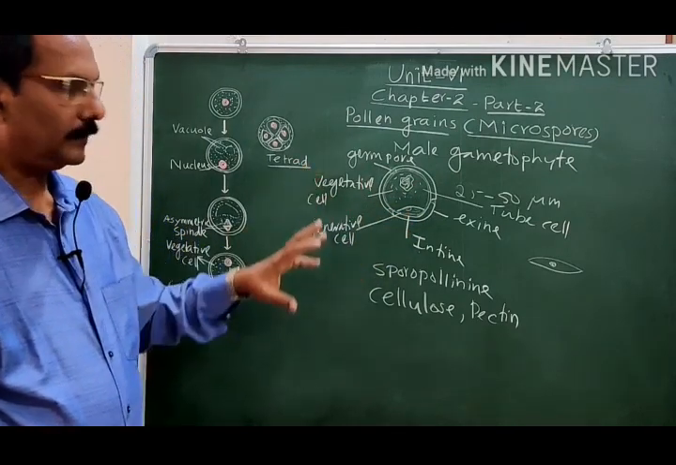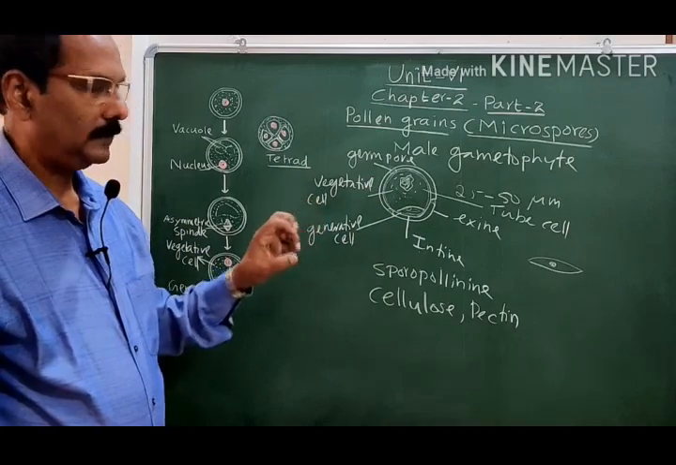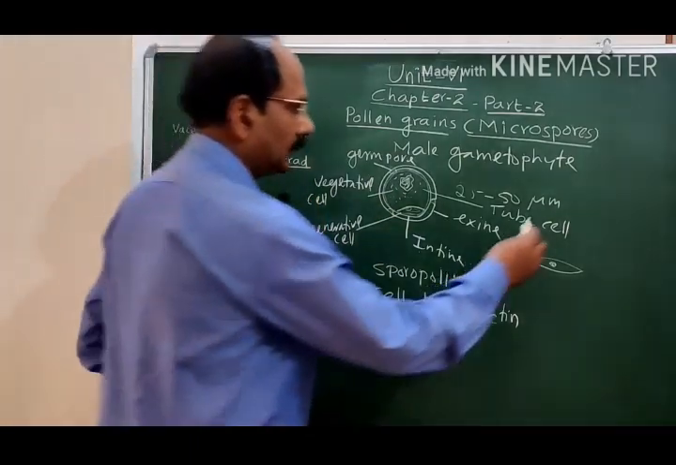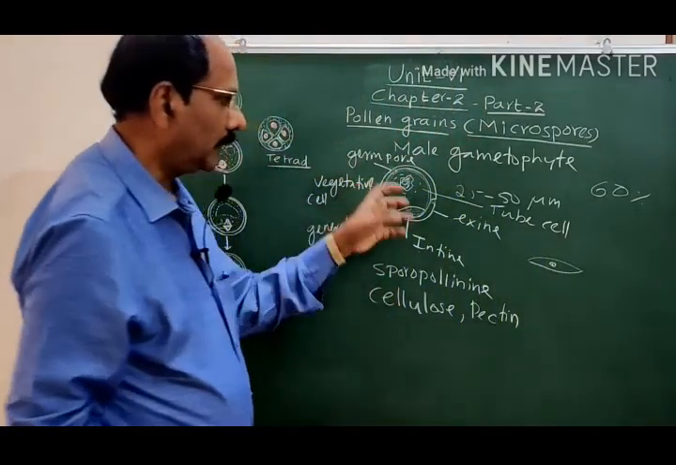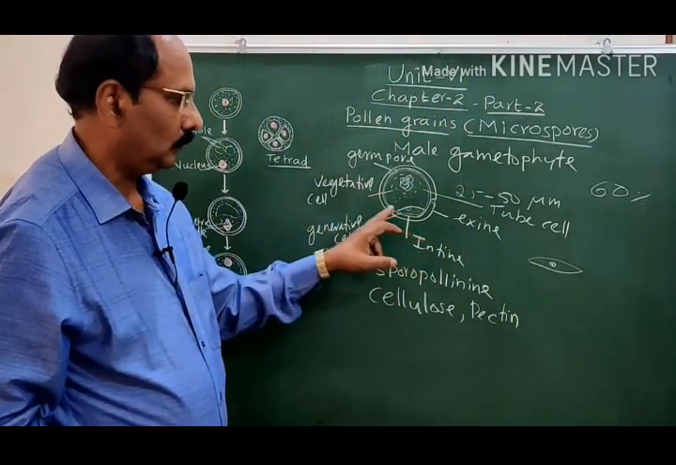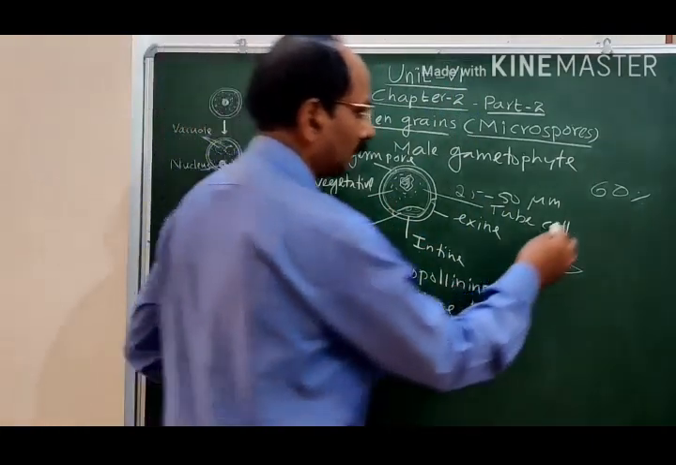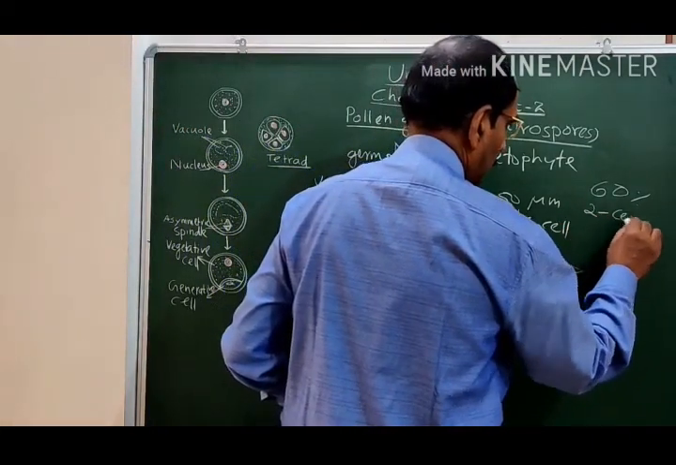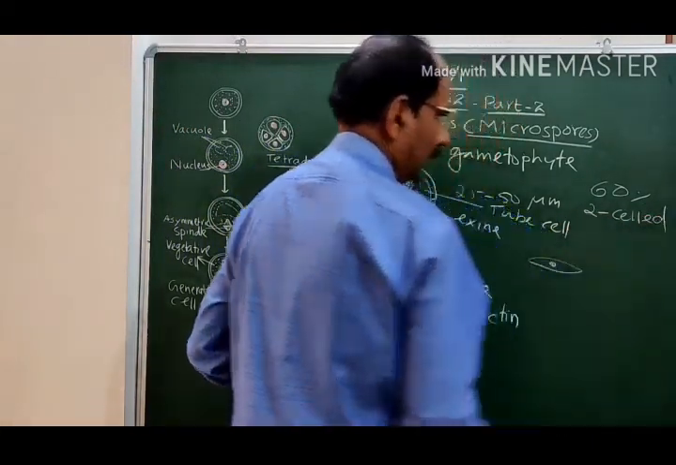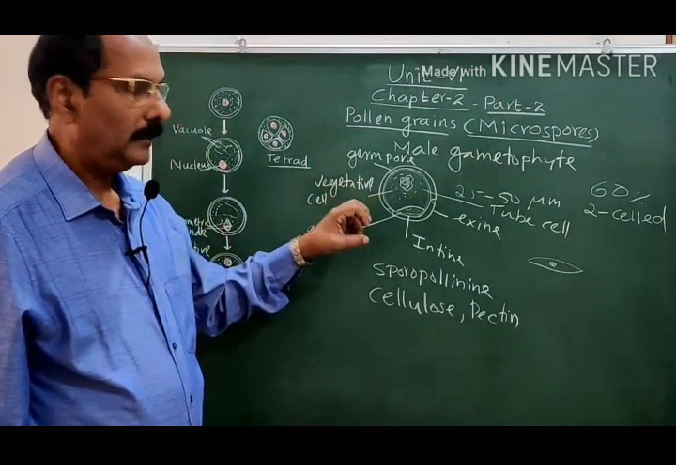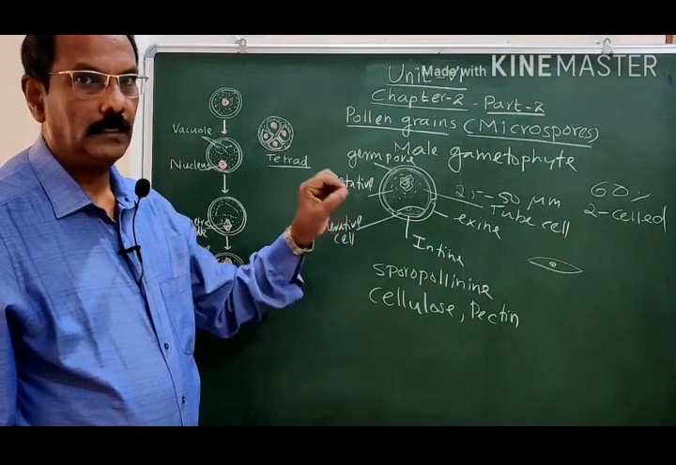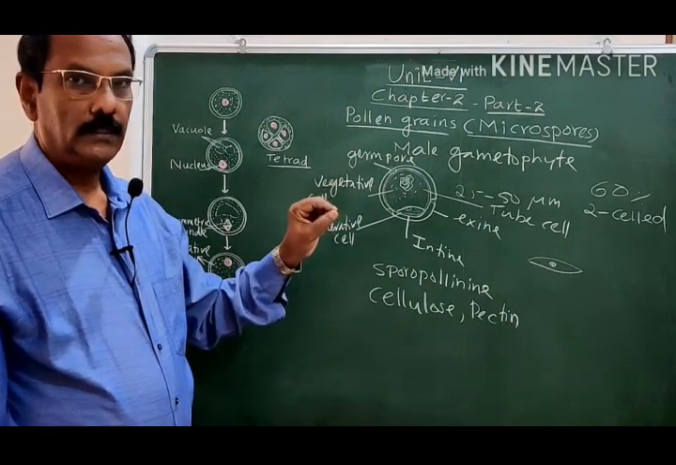In nearly 60% of flowering plants, the pollen grains are liberated at this two-celled stage. So this is the two-celled stage. In 60% of flowering plants the pollen grains are released at the two-celled stage, and in the remaining 40% of flowering plants the pollen grains are released at a three-celled stage. So which one is the third cell?